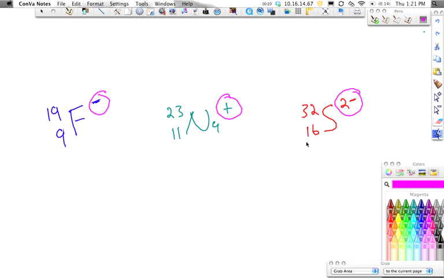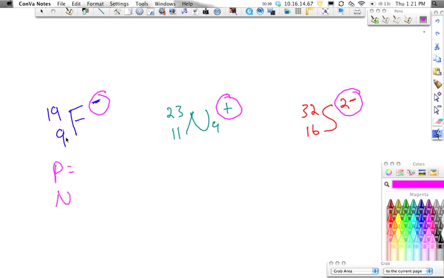Protons never change. If we change the number of protons, we change what the element is. We change it into something new. So to get a positive or negative charge, we're going to be changing the electrons. Let's go through and find the protons and neutrons for fluorine.